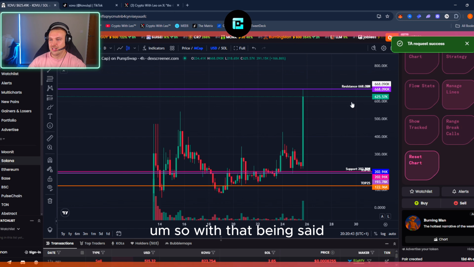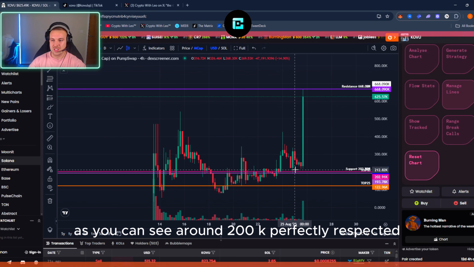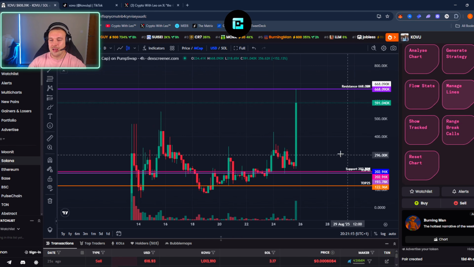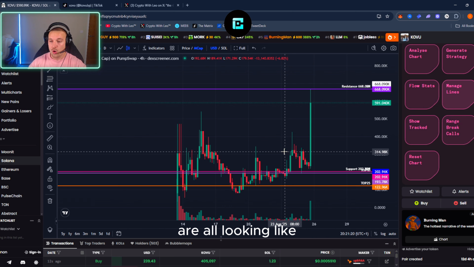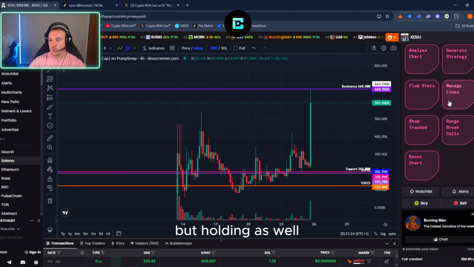So with that being said, once it's printed the resistance up here and printed our support, as you can see, around 200k, perfectly respected. So at this point, guys, the narrative is already proven to me. Not only that, but we're then seeing that the top wallets, the top 25 and the top 50 wallets, are all looking to buy at not only a good level, but holding as well.